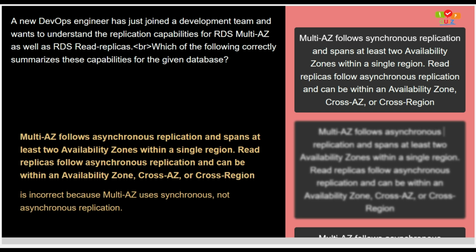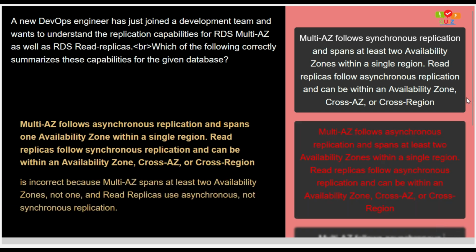Option 2: multi-AZ follows asynchronous replication and spans at least 2 availability zones within a single region. Read replicas follow asynchronous replication and can be within the availability zone, cross-AZ or cross-region. So option number 2, which is this option, is incorrect. Why? Because multi-AZ uses synchronous, not asynchronous replication. Okay, so this option is incorrect.